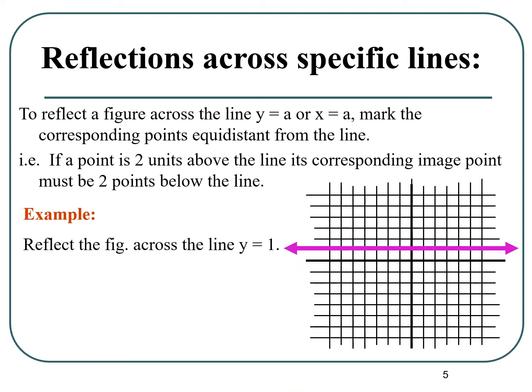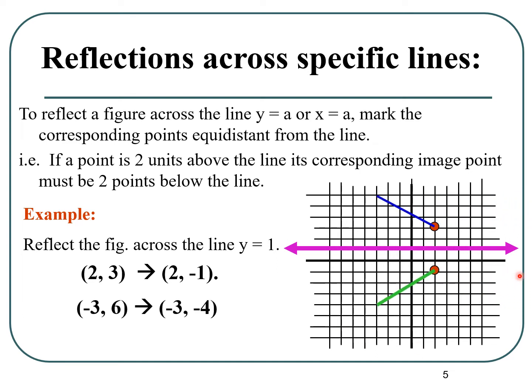So if we are going to reflect the figure across line y equals 1, so this is the purple line, y equals 1. So if we have this point, all we need to do is to count, okay? So 1, 2. So 2 points from the reflection line, y equals 1. So from (2, 3), we have (2, negative 1). So 1, 2. So this is (2, 3). And this one is (2, negative 1).